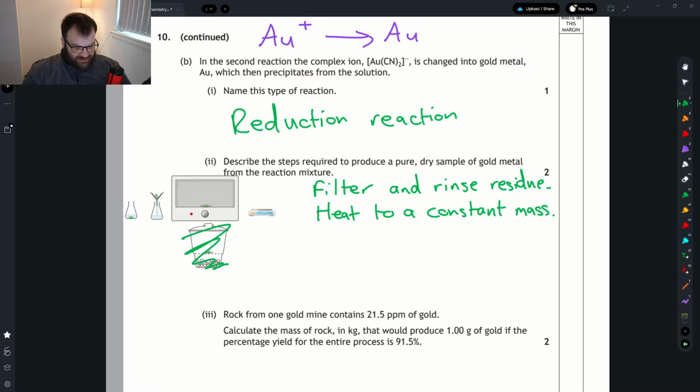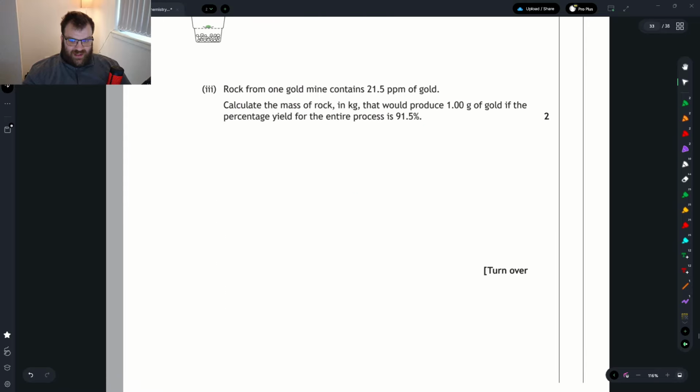If you didn't do that and you just left it to dry out on the desk, well, it would absorb water, which would mean that your mass would keep going up. So it's more difficult to get to a constant mass if you don't use a desiccator for that. But whether that's needed in the answer, I'm not sure. I think that's what I would do. And just keep going until you get this mass that doesn't change anymore because all the water has been driven off. This one, we're talking about parts per million.